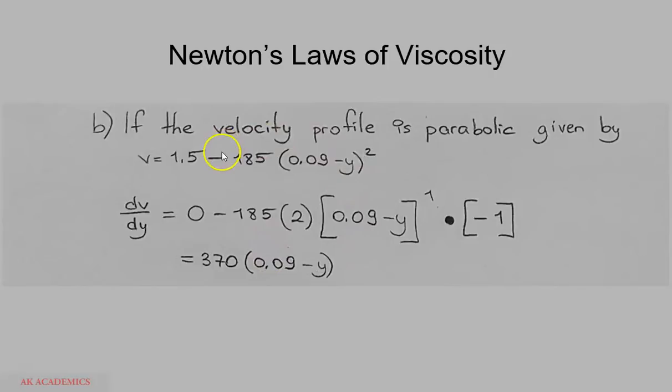Okay, so if you still understand your differential values, you can use that to differentiate this. If you don't, please dust it and brush it up so that you can know exactly how this is differentiated. Differentiating this minus y here gives us minus 1, and you multiply that out. Eventually you are left with dv/dy equals 370 multiplied by (0.09 minus y), and that represents the velocity gradient for the parabolic profile.